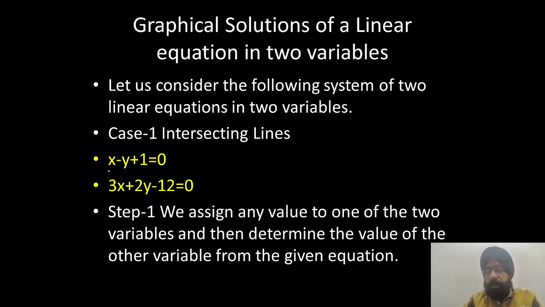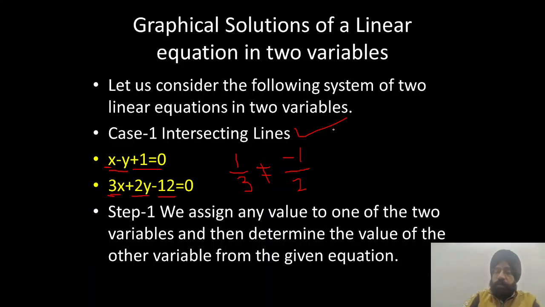Okay, now see, I'm going to take two equations, x minus y plus 1 equal to 0 and 3x plus 2y minus 12 equal to 0. Here you can easily see, a is 1 and here a is 3. It means we get 1 upon 3. For b, the y coefficient is minus 1, and the y coefficient for our second equation is 2. 1 upon 3 is not equal to minus 1 upon 2. Therefore, we are talking about our first case, which is represented as intersecting lines.